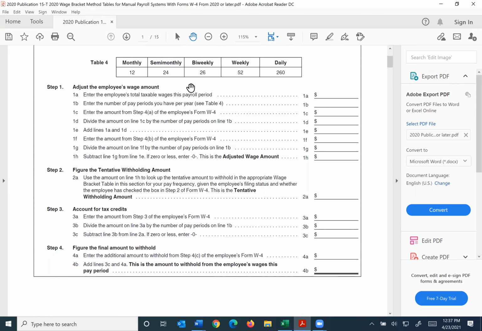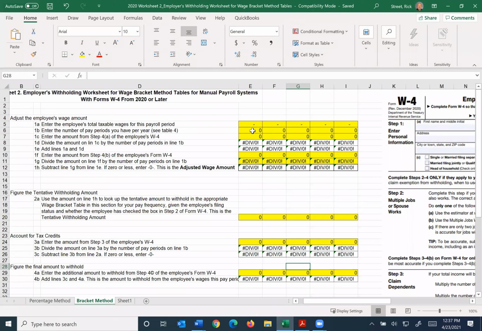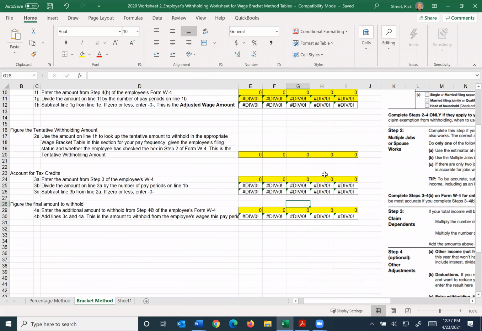Okay, so what I've done is I have prepared a worksheet that mimics that worksheet on that publication on the wage bracket method. So let's take a look at some examples. First I want to show you something. The key here as to what table, once we get into the table, there's a left and a right side for each filing status, either single, married filing jointly, or qualifying widower, or head of household.